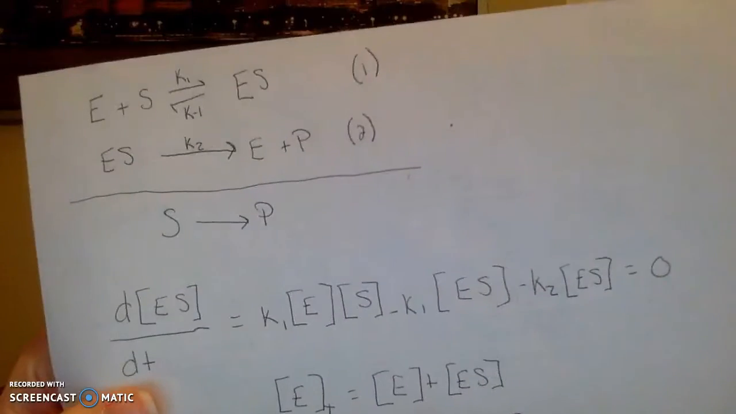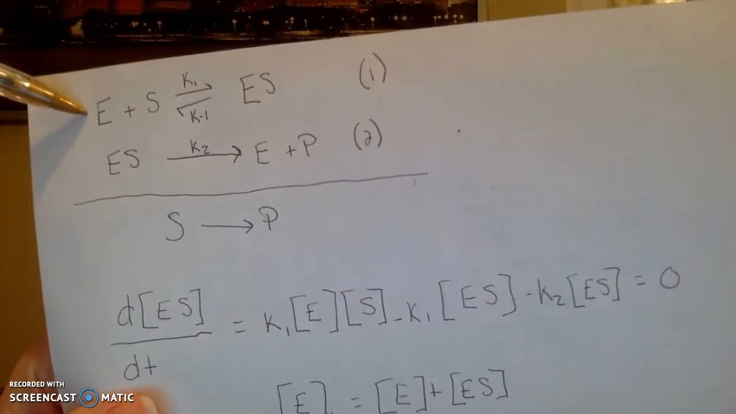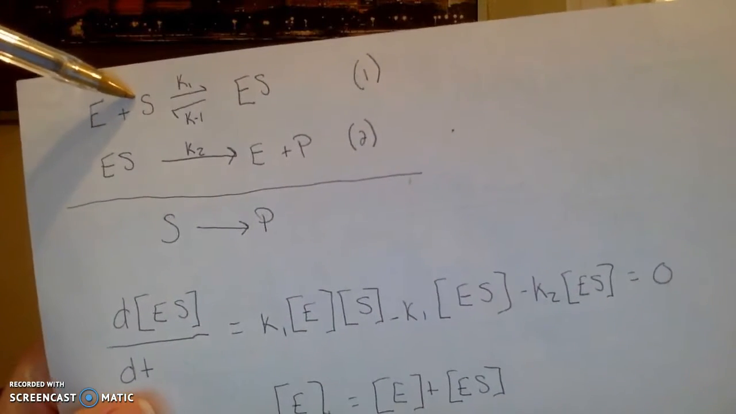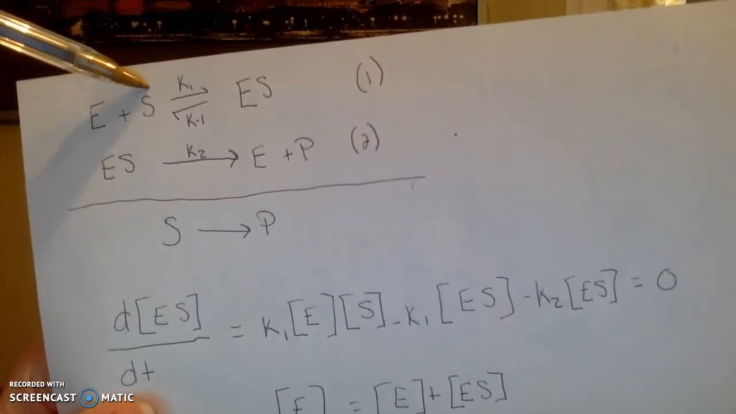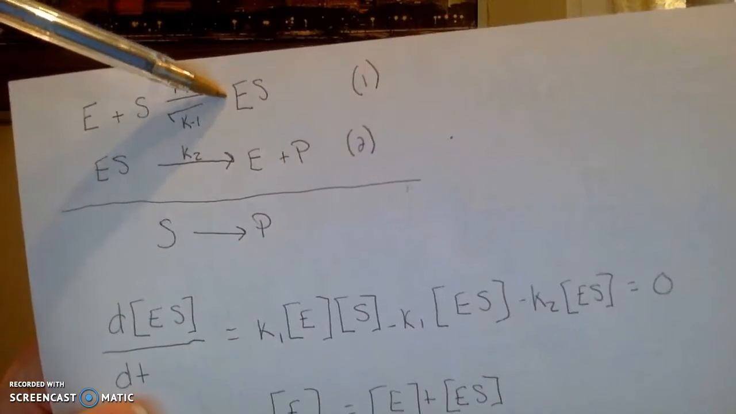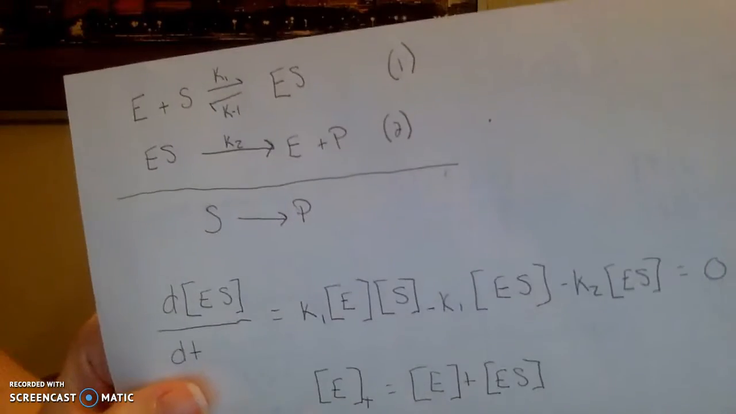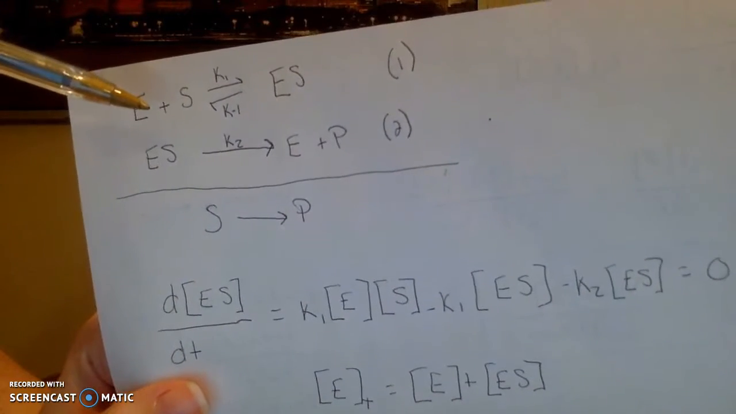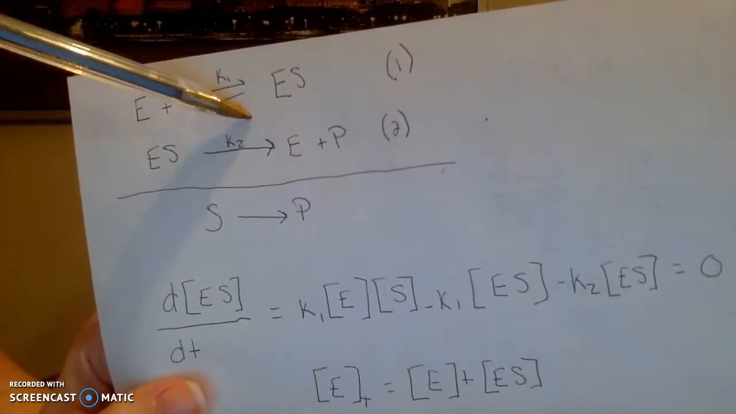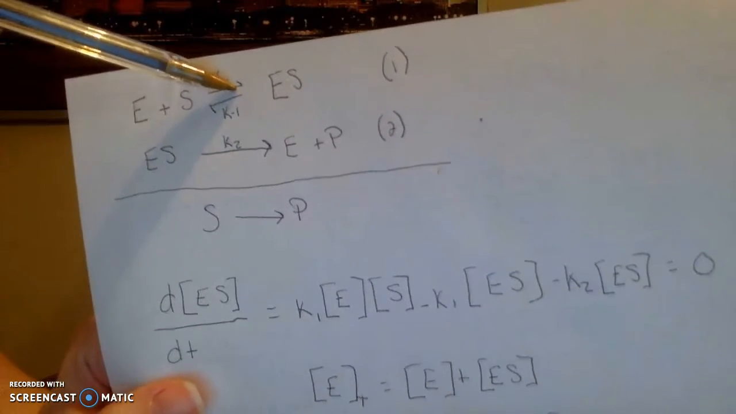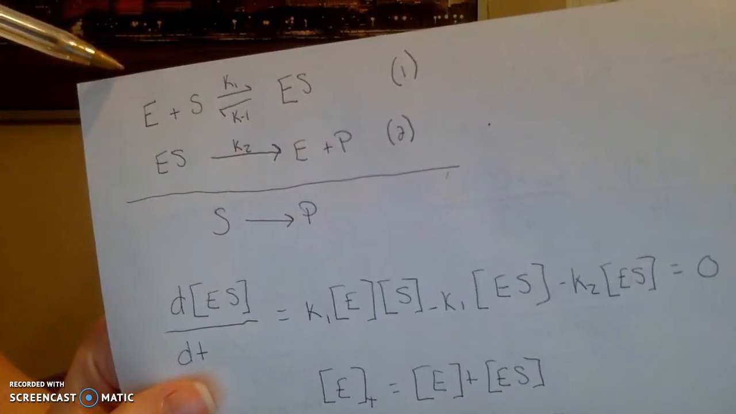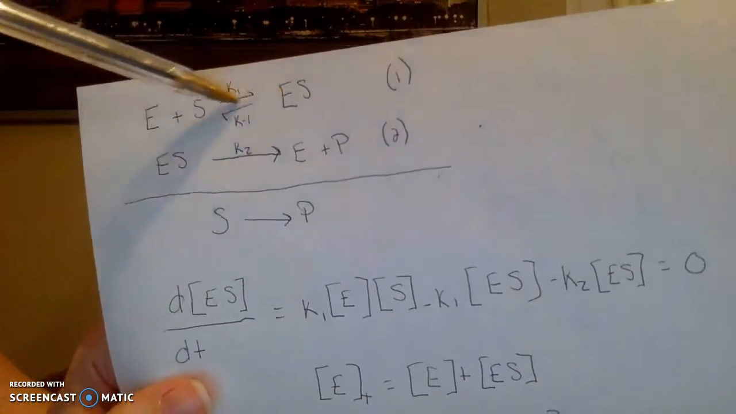So now I'm going to go over the derived Michaelis-Menten equation. Okay, so we have the E, which is an enzyme, adding together with the substrate S to get an enzyme substrate complex. So in this first reaction we have the double arrows, as you can see, which means that the reaction can proceed both forward and backwards.